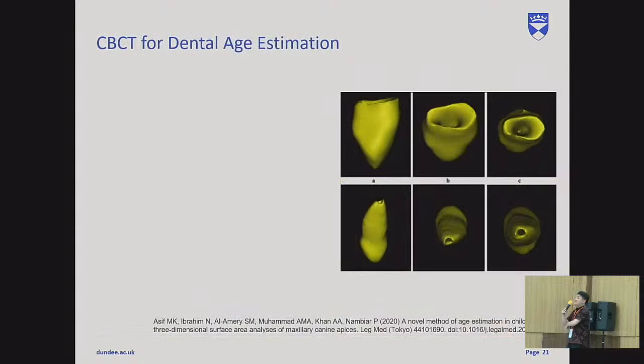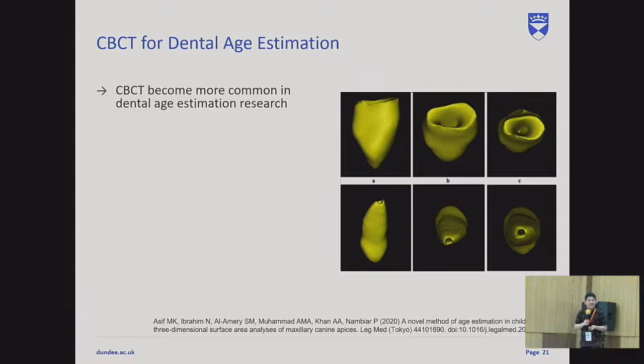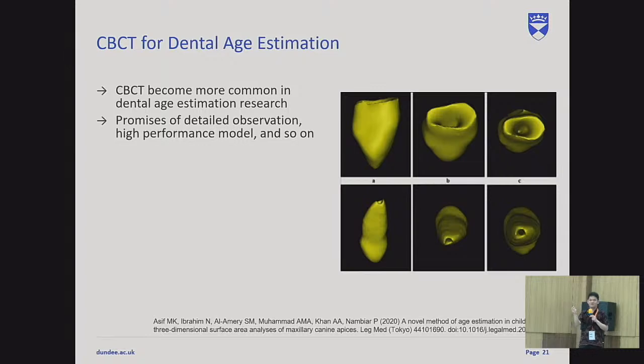If we read multiple publications in dental age estimation, especially in CBCT, and it's more common, they always give us the promise of, oh, this is better, this is always better, this is a high performance model, and so on. There is always that promise. Everyone has that promise. But we, as forensic odontologists, are really skeptics. We don't really trust them.